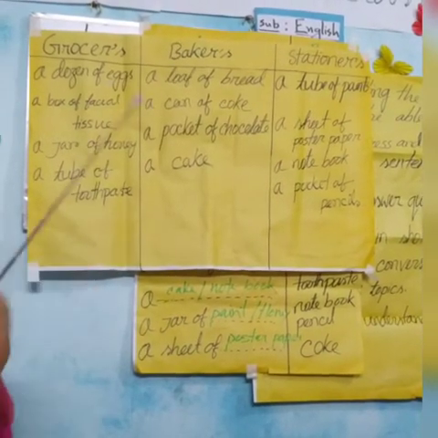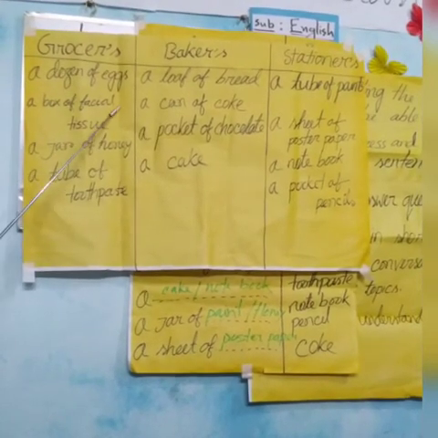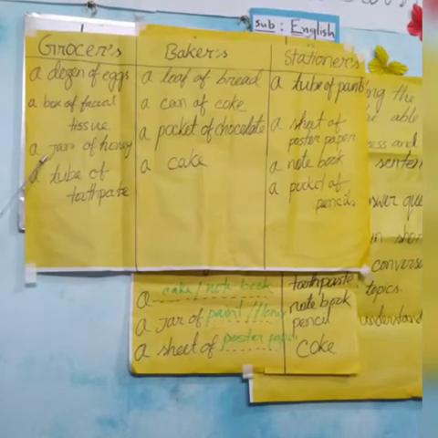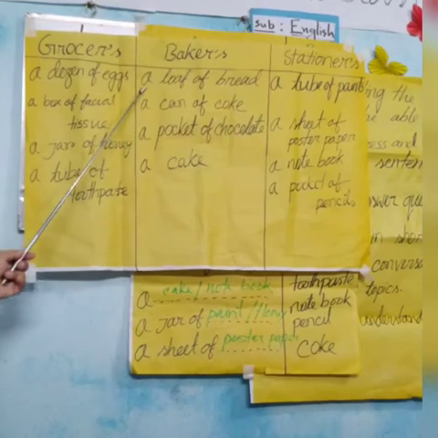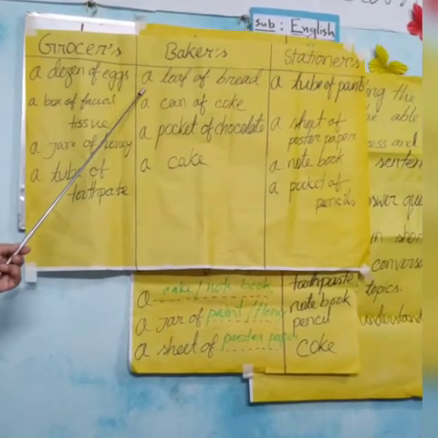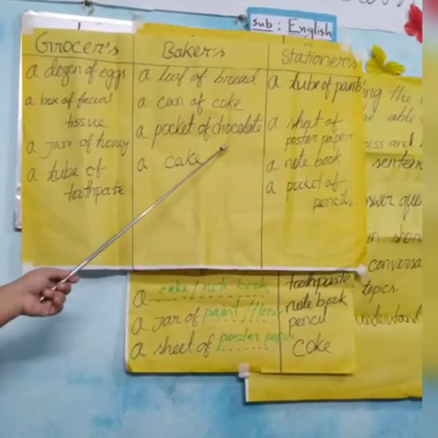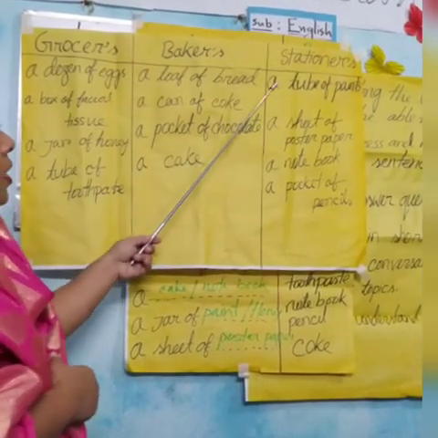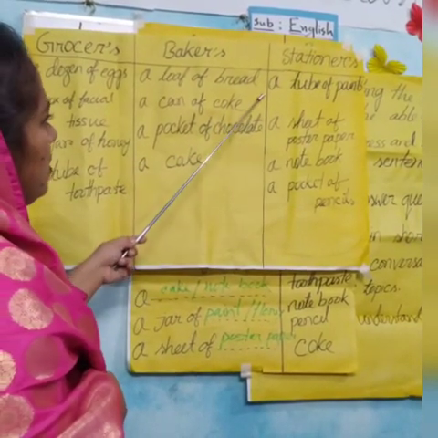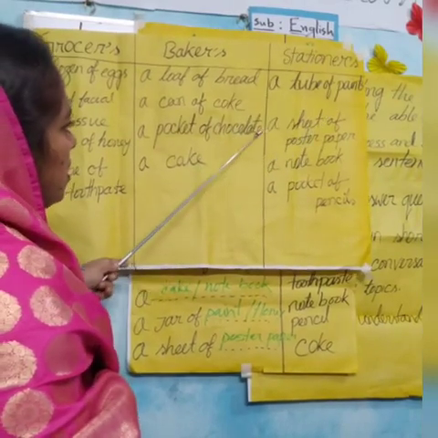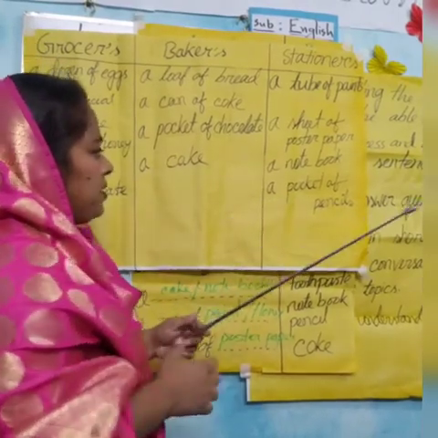I repeat the answers. In grocery shops we can find a dozen of eggs, a box of facial tissue, a jar of honey, a tube of toothpaste. In baker shops we can notice a loaf of bread, a can of Coke, a packet of chocolate, a cake. In stationery shops we can find a tube of paints, a sheet of poster paper, a notebook, a packet of pencils.